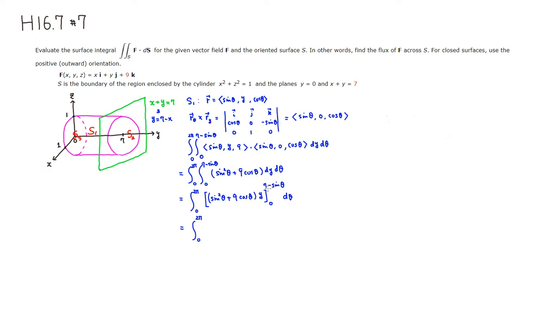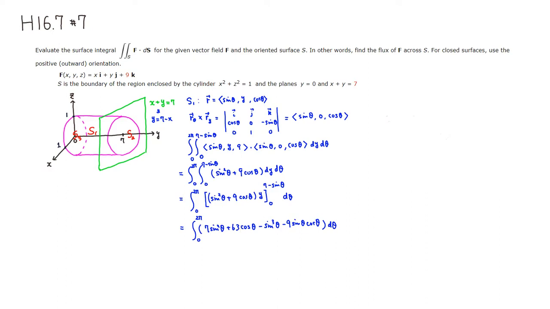I'm going to just distribute the 7. So you're going to get 7 sine squared of theta plus 63 cosine of theta, then a minus sine cubed of theta, and a minus 9 sine of theta cosine of theta, with respect to theta. Then we just need to evaluate this integral.